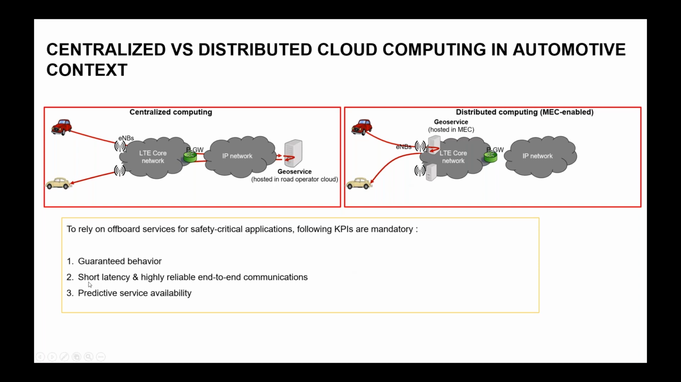The second KPI for offloading services offboard is that, of course, the communication between your vehicle and the services shall have very short latency and shall experience very reliable end-to-end communication. And last, ideally the service availability shall be predictive. That means that if you can predict that in the short term you will lose the service for any reason, because you are driving into a tunnel and losing the radio coverage or whatever, you want to be aware of that in advance to take appropriate action.